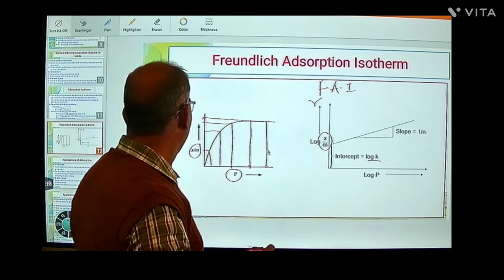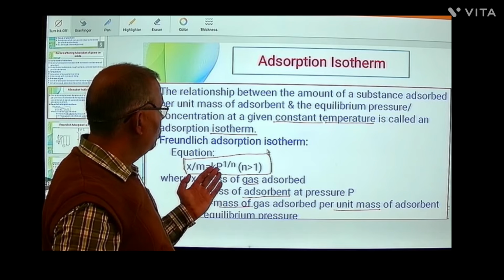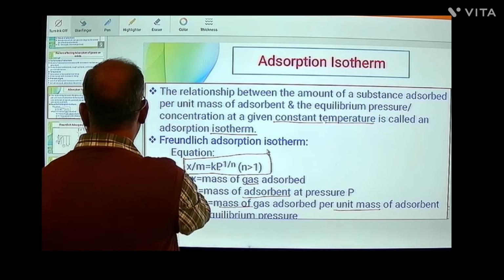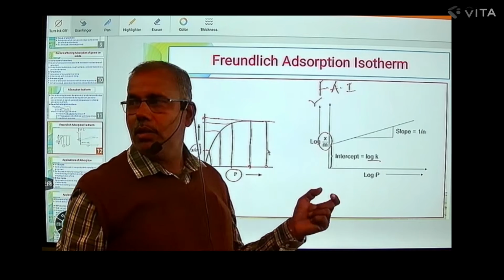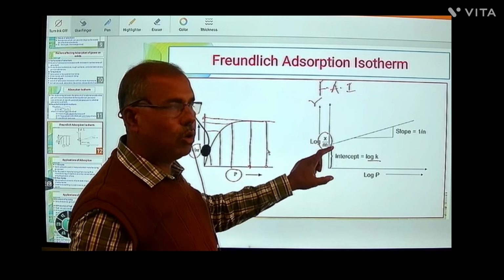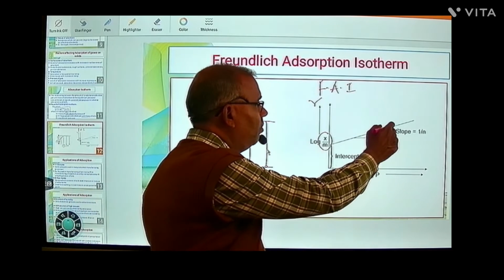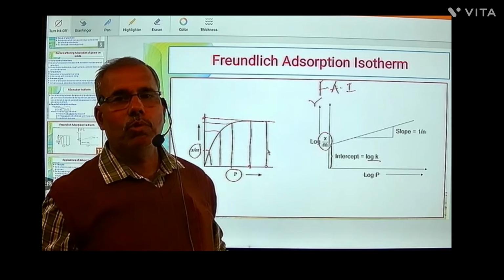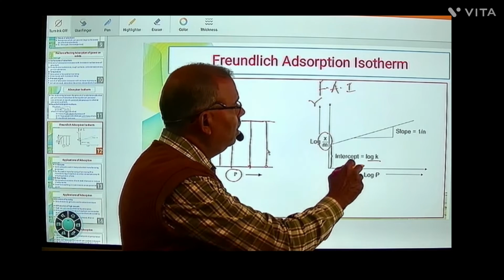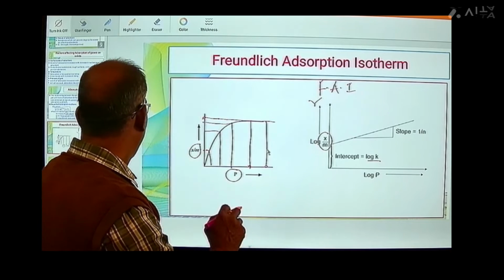This is the y-axis, that is the log of x by m axis, and the intercept is log of k. In the equation, x by m is equal to k into p raised to 1 upon n, where k is a proportionality constant. Whatever the value of that constant is, the logarithm of that value is the intercept on the y-axis. The slope is equal to 1 upon n. So this is a straight line with slope 1 upon n. This is known as Freundlich adsorption isotherm.